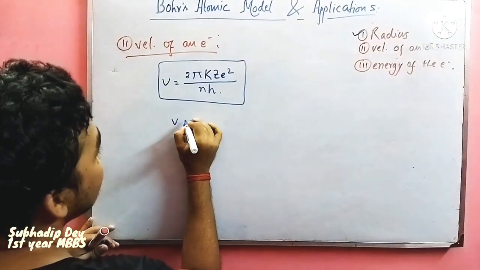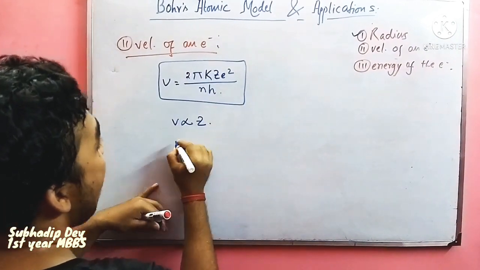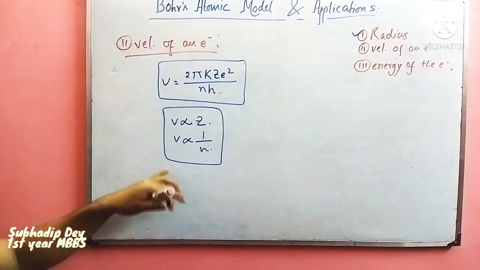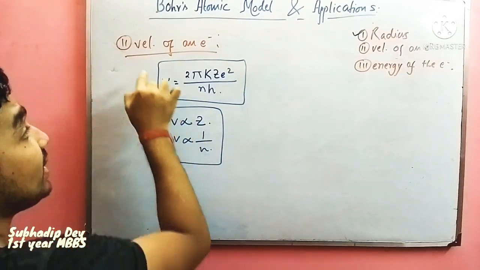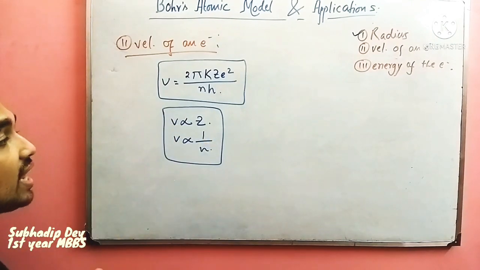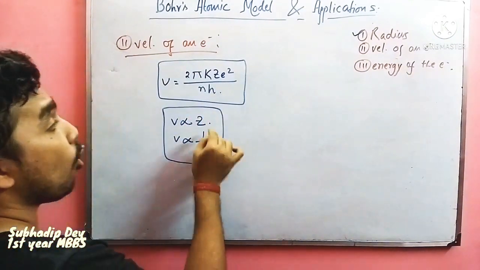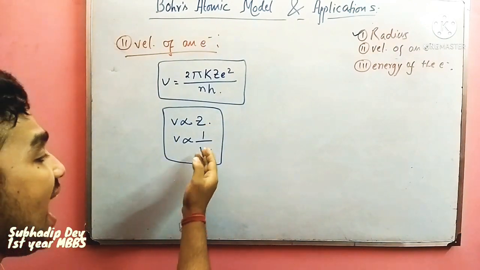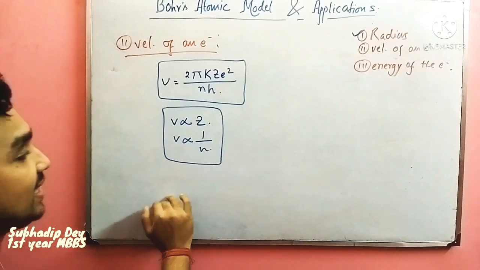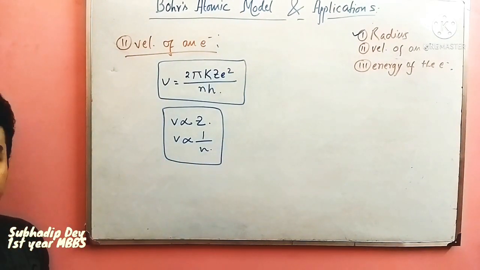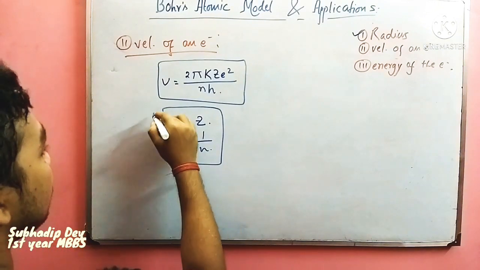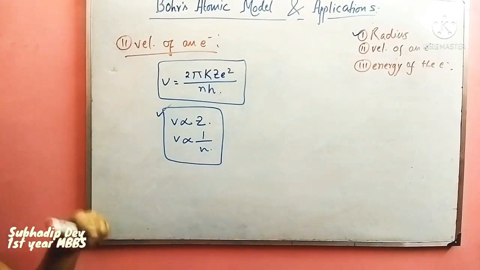left, that is v is directly proportional to z and v is inversely proportional to n. These two relations, what do they mean? Velocity of an electron is directly proportional to the atomic number of the atom, and velocity of electron is inversely proportional to the specific shell or orbit. That is the value of n for K shell is 1, for L shell that is 2, for M shell that is 3. So these two relations you need to remember, just like that of for the radius of an atom.